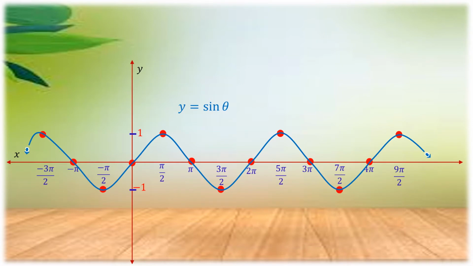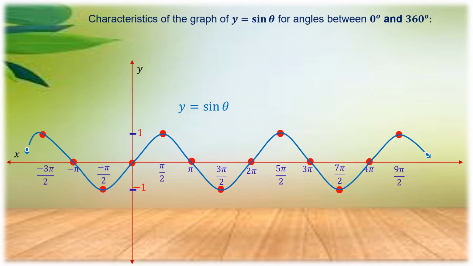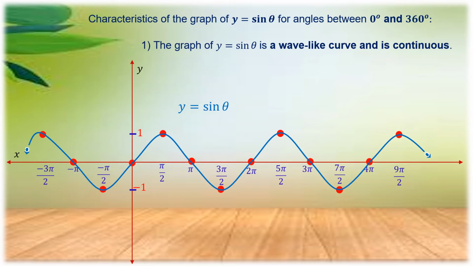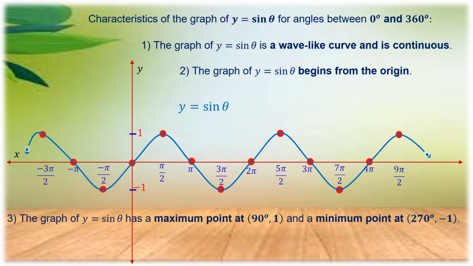After graphing y is equal to sine theta, let us have the characteristics for angles between 0 degrees and 360 degrees. So first, the graph of y is equal to sine theta is a wave-like curve and is continuous. And the second one, the graph of y is equal to sine theta begins from the origin, (0, 0). And then the graph of y is equal to sine theta has a maximum point at (90 degrees, 1) and a minimum point at (270 degrees, negative 1). And then the last characteristic is the value of sine theta is equal to 0 when theta is equal to 0 degrees, 180 degrees, and 360 degrees.